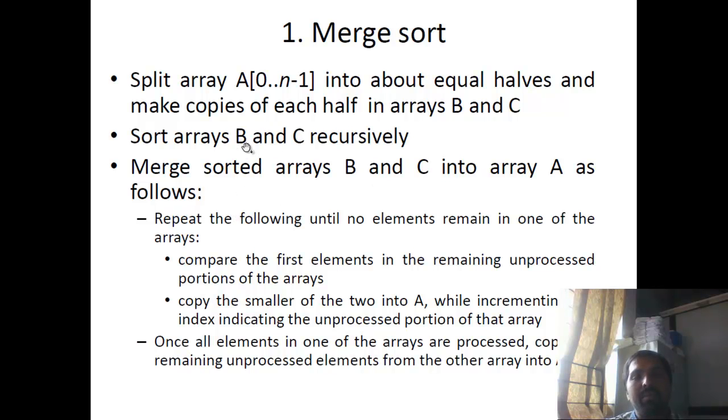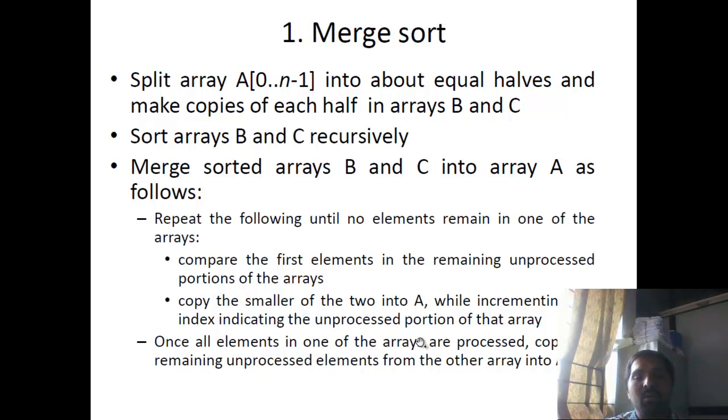So after dividing the problem into two subproblems B and C and getting the solutions to B and C, we combine them. How can you combine these two to get the original solution? In merge sort we follow this procedure. Repeat the following until no elements remain in one of the arrays: compare the first elements in the remaining unprocessed portions of the arrays, and copy the smaller of the two into A while incrementing the index indicating the unprocessed portion of that array.